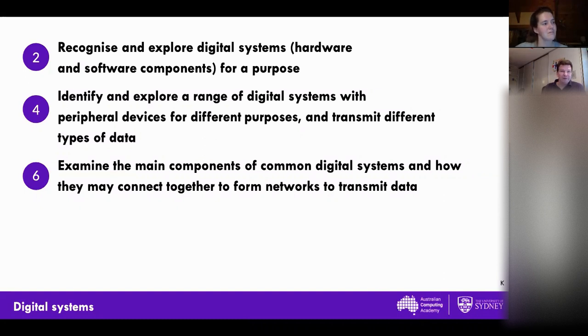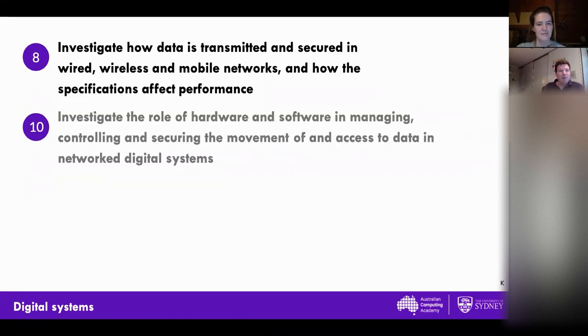And when you think about it, a mouse that's connected to a computer is transmitting data to the computer. It doesn't have to be a wireless network. And by the end of year six, we want students to examine the main components of common digital systems and how they may connect together to form networks to transmit data. That can be networked computers that exchange email, for example. By the end of year eight, we're looking at how data is transmitted and secured in wired networks and wireless mobile networks. Well, mobile networks are wireless as well. And how the specification of the data affects performance. We've got an activity on that, which I'm going to talk about a little bit later.